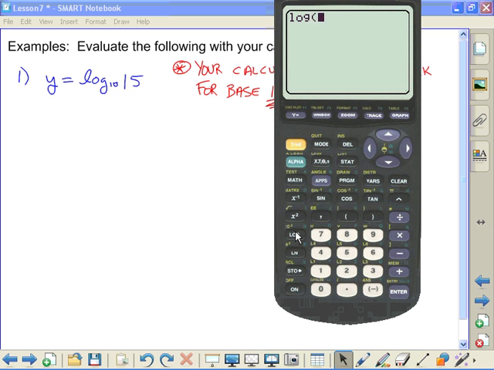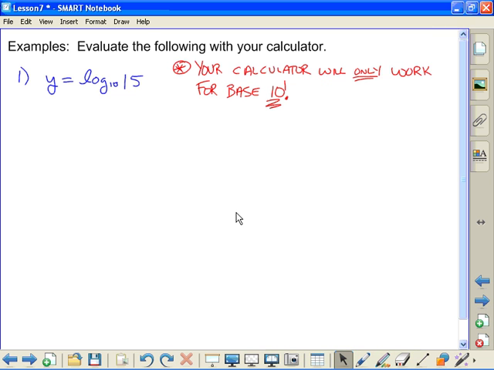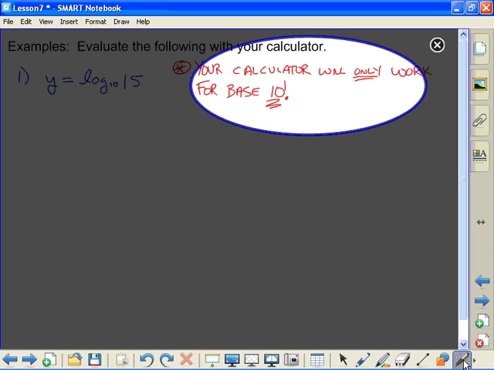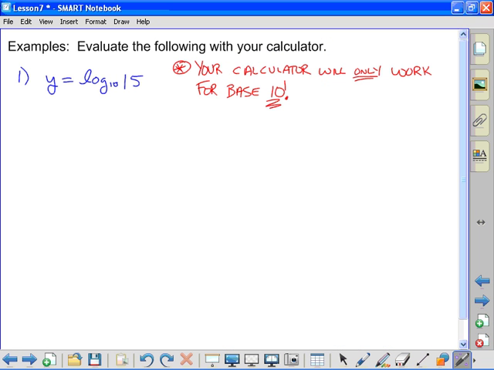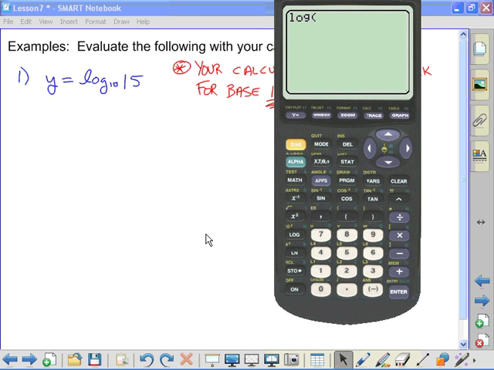So as soon as you hit log, you'll notice there's no subscript. Well, it's no subscript because the calculator only works in base 10, so it's assuming you know that, so it's not even going to show you. And we can start writing it that way as well. Whenever it's base 10, you don't have to put the subscript in. Simply plug in your 15. Okay, some calculators are going to be the opposite direction, and there you go. So it's 1.18.